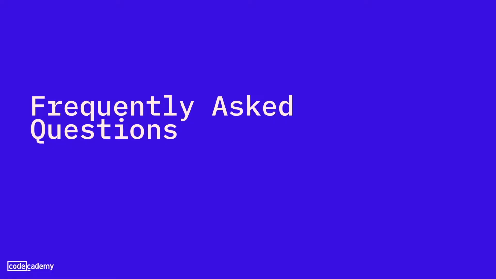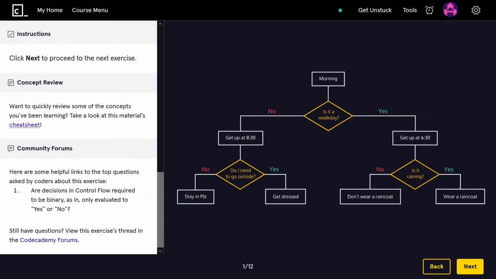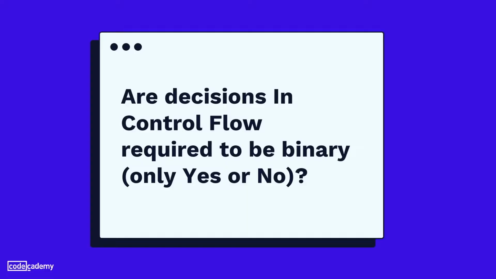Before we move on, let's look at one of the frequently asked questions for this exercise. You can find these in the community forum section under the instructions. A commonly asked question is, are decisions in control flow required to be binary? Do they have to be only yes or only no? The answer is yes. In control flow for a program, the decisions must be made from only yes or no answers, typically represented by true or false values. If, for example, we need Python to answer a question like, is my name Chris? We'll use true and false values to do so. These are called Boolean expressions, which we'll be covering in the next exercise.